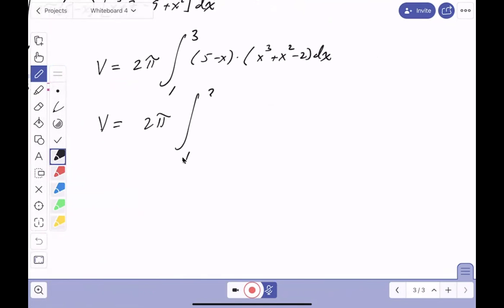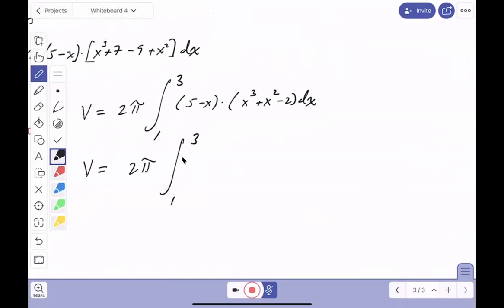1 to 3. And I'm going to do that on the side for you. So I'm going to do this 5 times that. So it's 5x cubed. This is side work. Plus 5x squared minus 10. And I'm going to multiply by minus x.